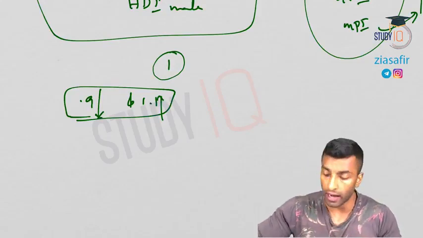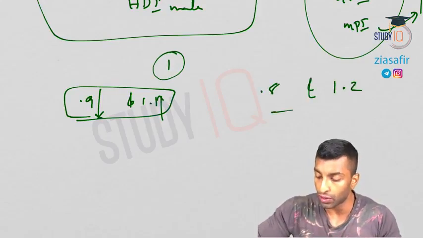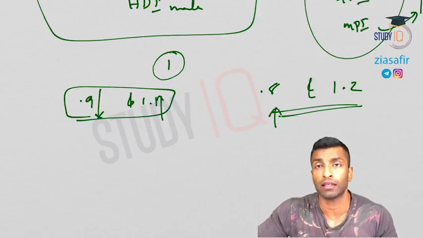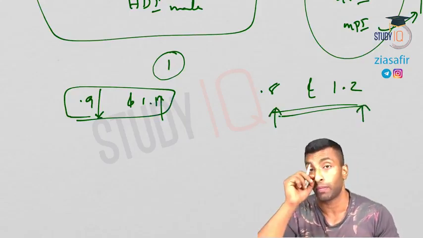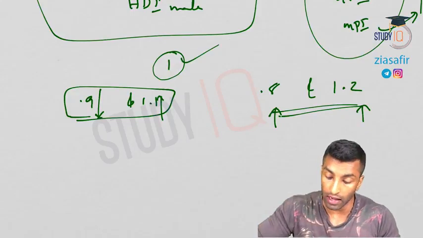What I want to tell you is 0.8 and 1.2 are actually the same. 0.8 means females are deprived, 1.2 means males are deprived. Okay, so 1 is the ideal value. So what is the difference between GII and GDI?